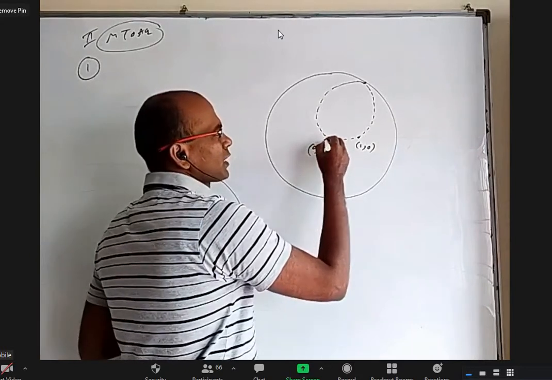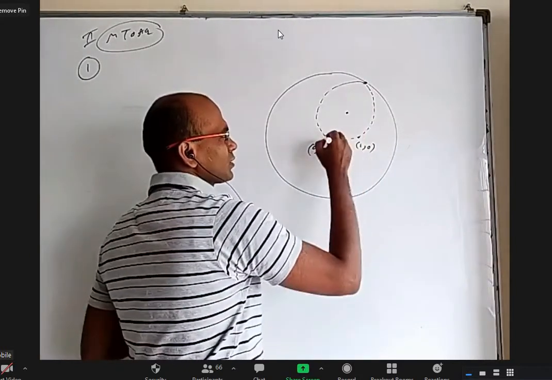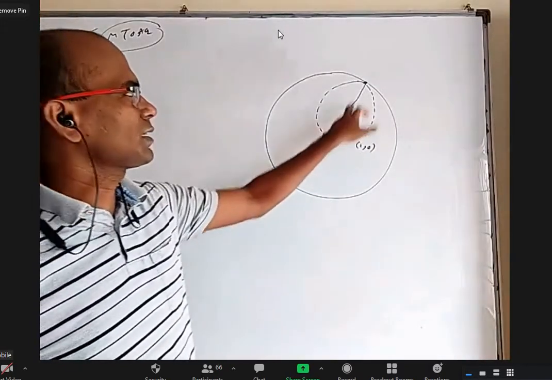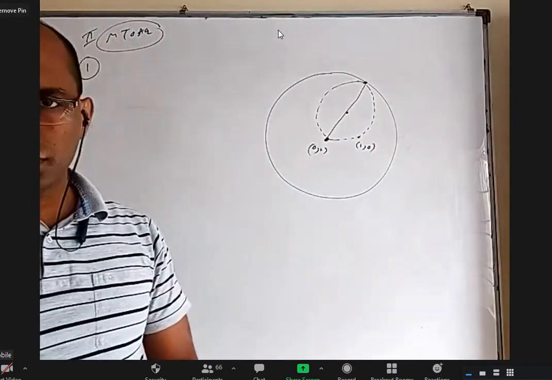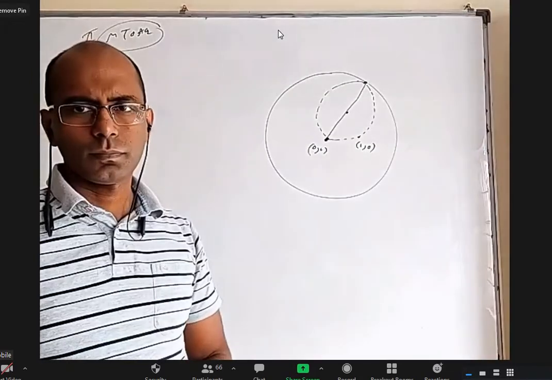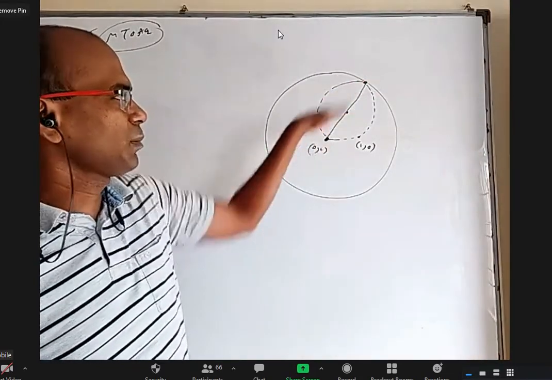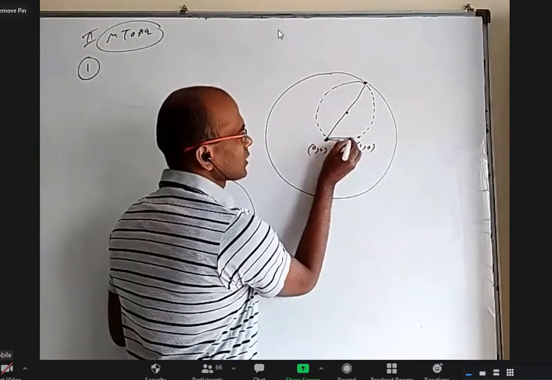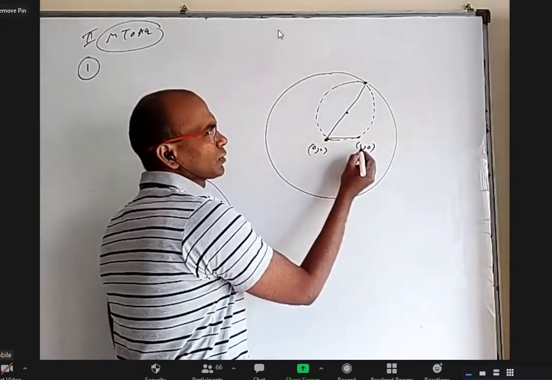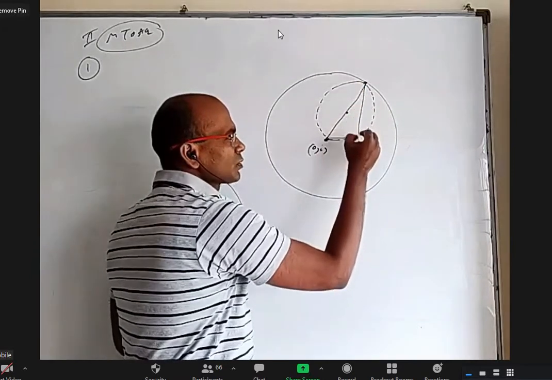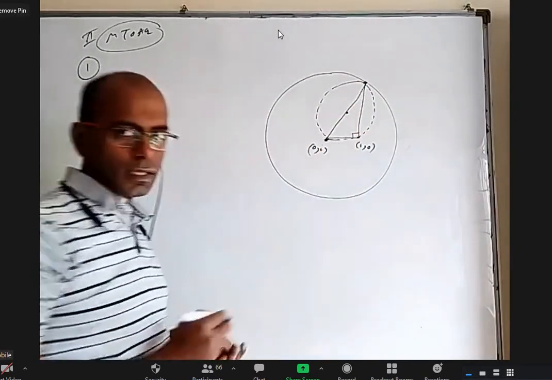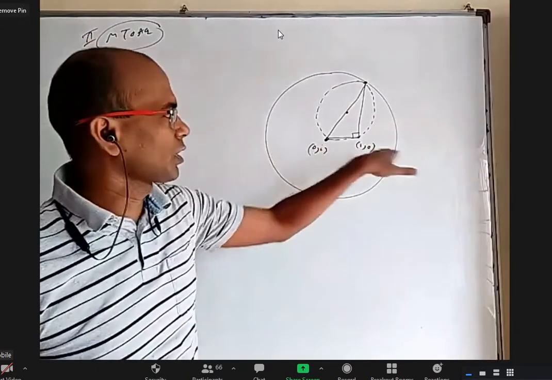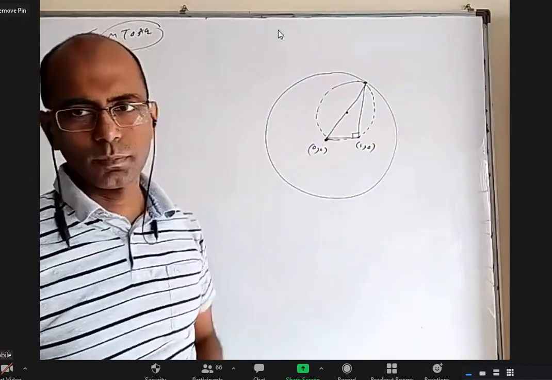This point of contact, this point and this center should be collinear. Whenever two circles are touching each other, the two centers and the point of contact should be collinear. Yes or no? Yes, sir. And that means this is a diameter of the required circle, and this is a horizontal chord joining 0, 0 and 1, 0. If I join to this, should this angle be 90? Yes, sir.